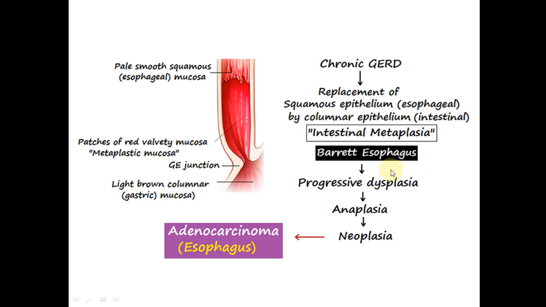And in the metaplastic cells there is progressive dysplasia, mild, moderate, severe, and this will lead to anaplasia, where there is complete loss of structural and functional differentiation, and it will result in the formation of neoplastic cells and adenocarcinoma.